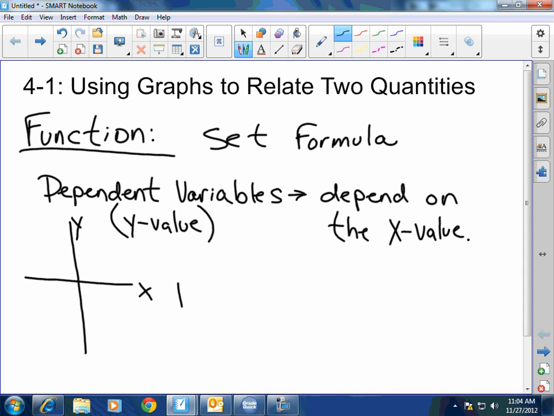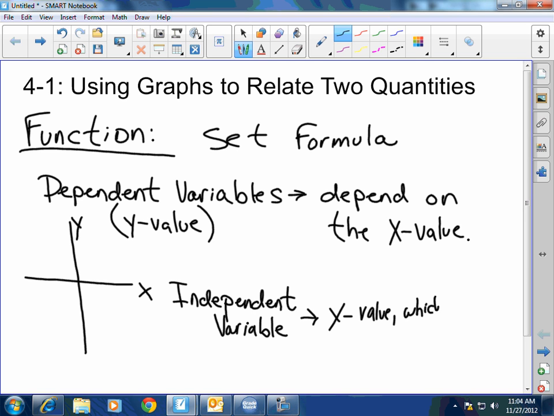And then you have what's called the independent variables or variable. And an independent variable is the x value, okay? It is the x value, which depends on nothing. It's independent.